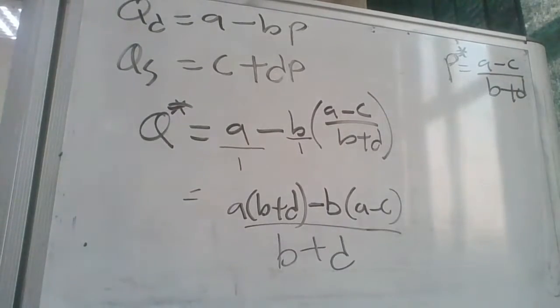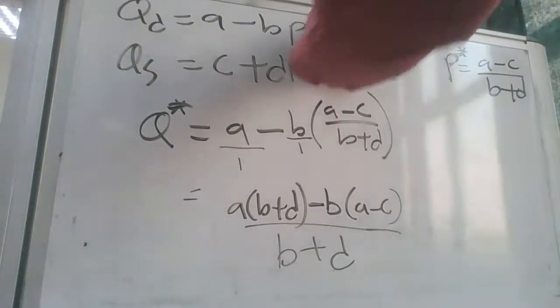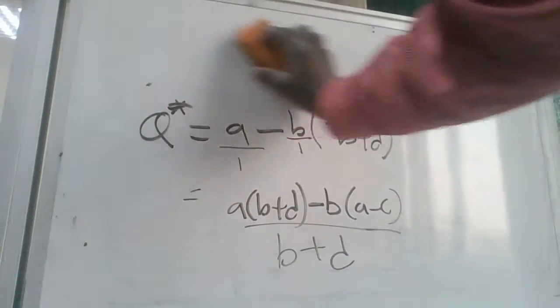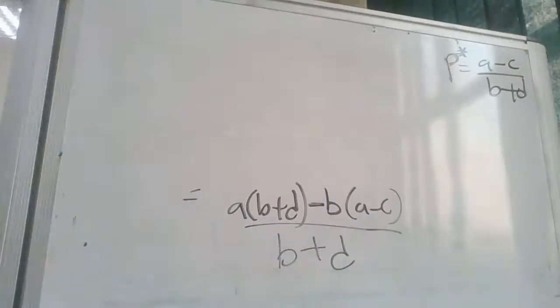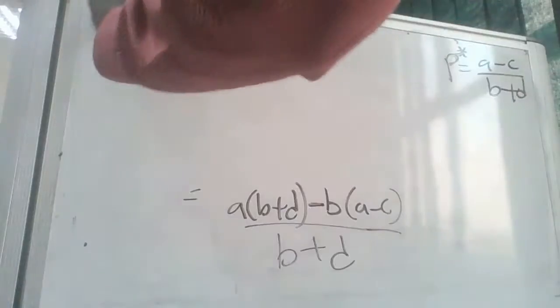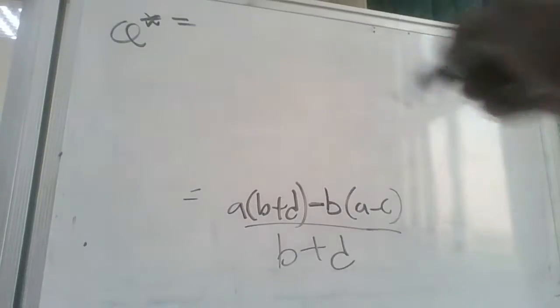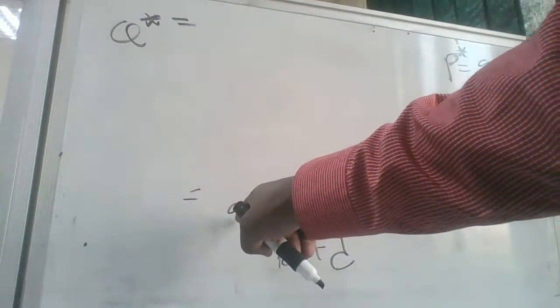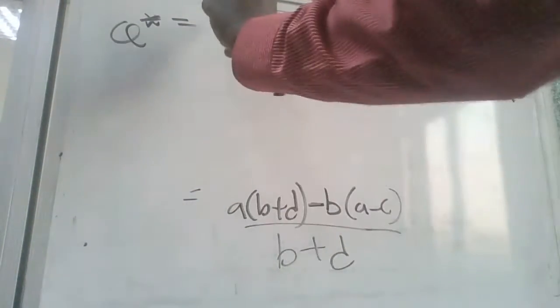Okay? From here, we can simplify this. Allow me to rub up here, including this same one, so that I remain with enough space. So from here, our equilibrium quantity will be equal to, now we can expand, A multiplied by B will be AB.